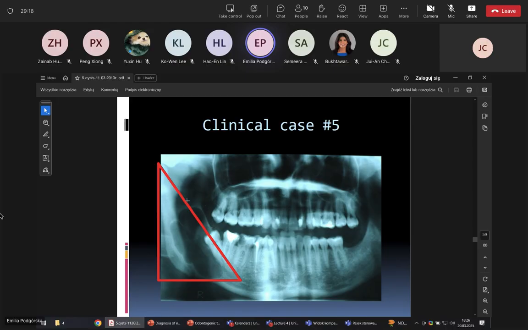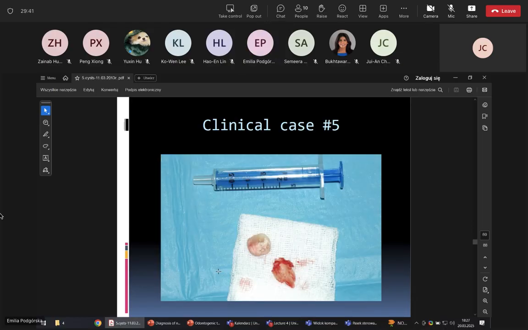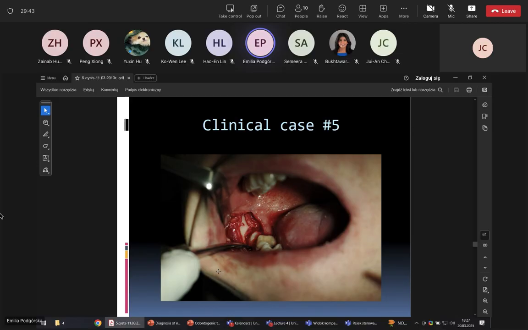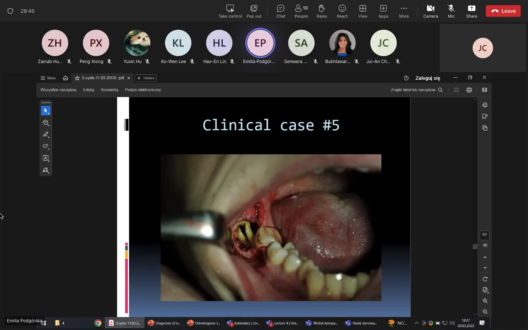And here is probably a keratocystic odontogenic tumor. You can see the expansion of the bone to the ramus, but only histopathologic results can confirm whether it is this tumor. You can see the big one.